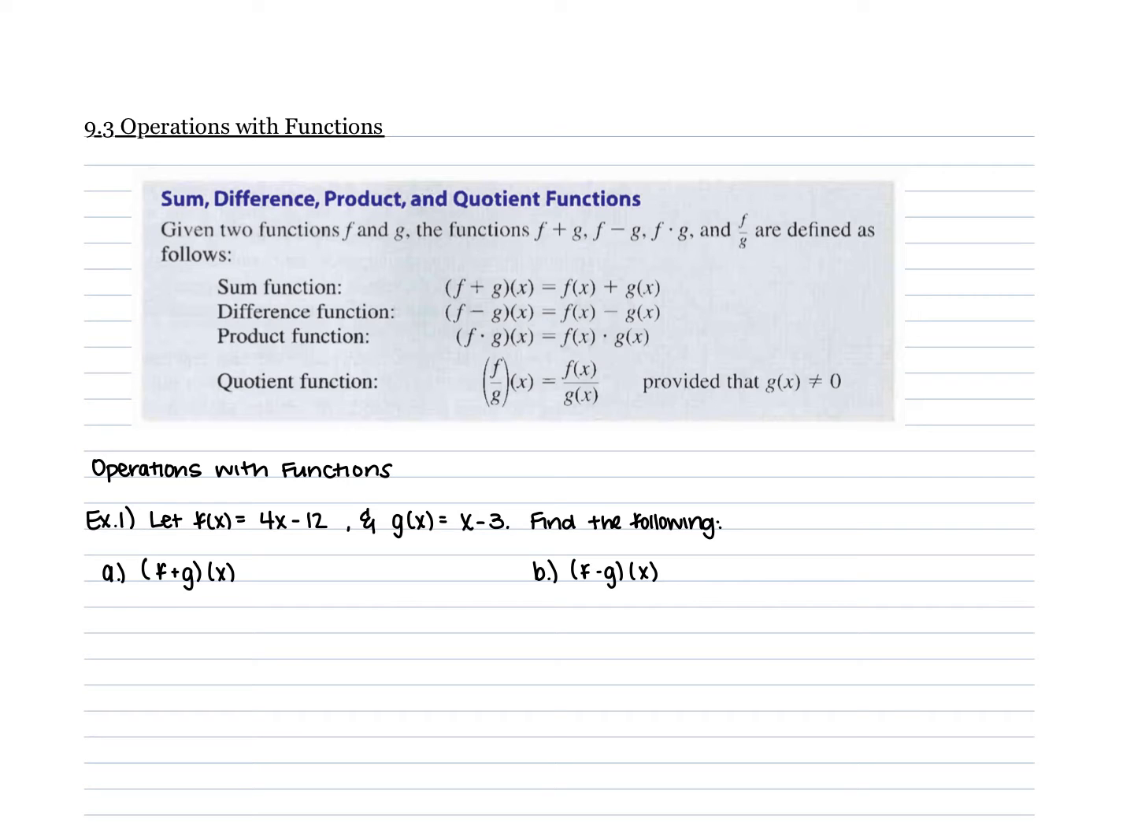9.3 goes over operations with functions. The first part that we're going to be looking at today is just taking two different functions and using our addition, subtraction, multiplication, and division with those two functions.